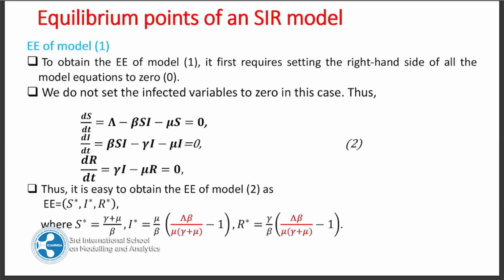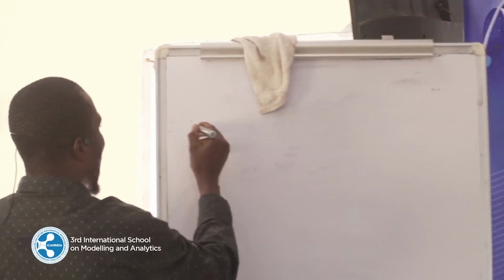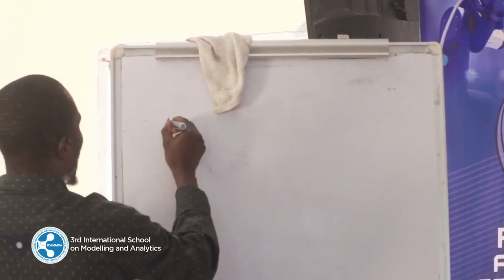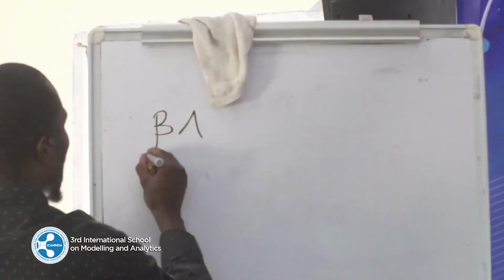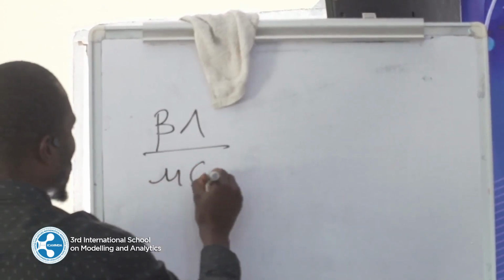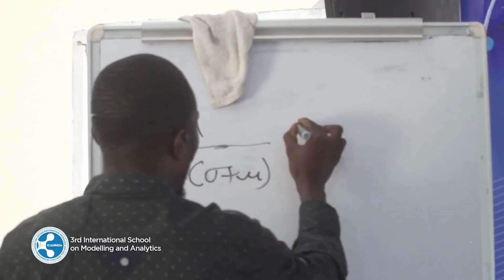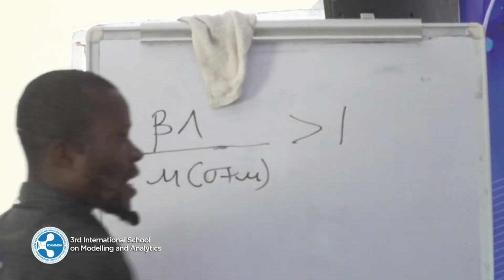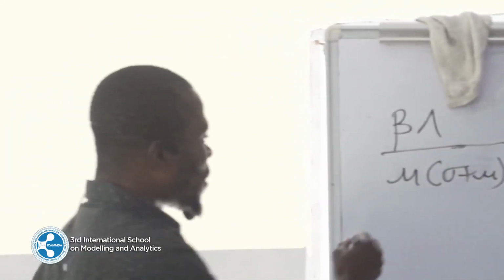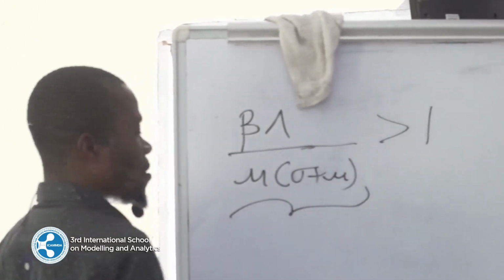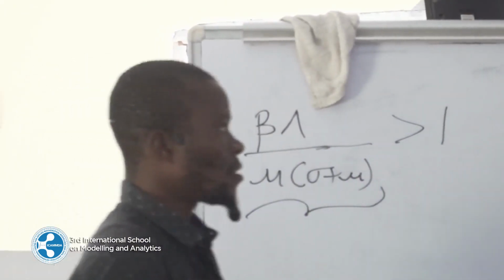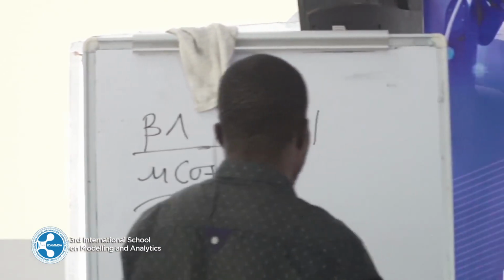It will mean that before we can have that endemic equilibrium to be positive, we must have that beta lambda over mu into sigma plus mu, I hope I got it right, must be what? Must be greater than 1. We now need to know what this is. It's a threshold, just like I said. We need to know what this is.